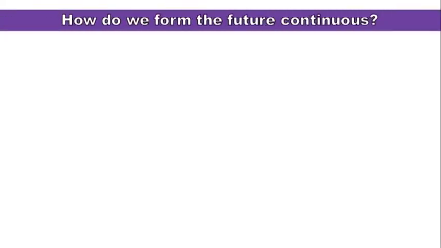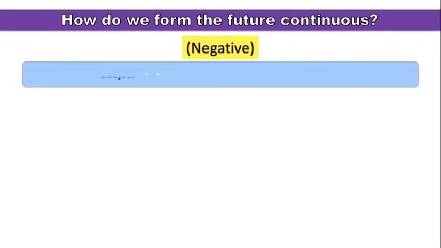How do we form the future continuous? In order to form a negative sentence in future continuous, you need subject plus will plus not plus be plus verb ing. The contracted form of will plus not is won't.